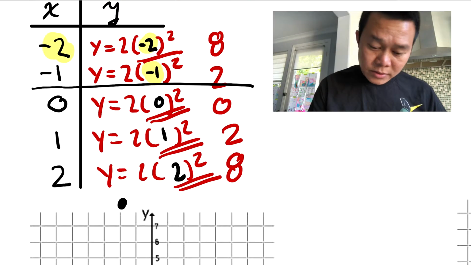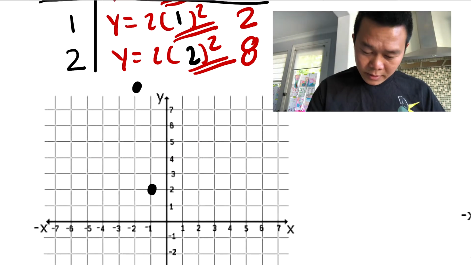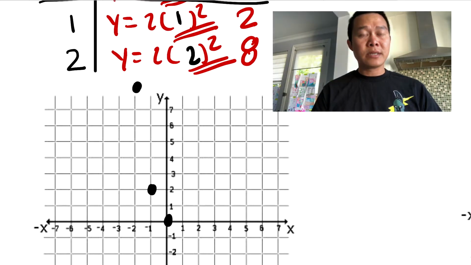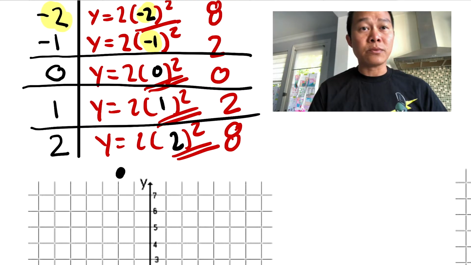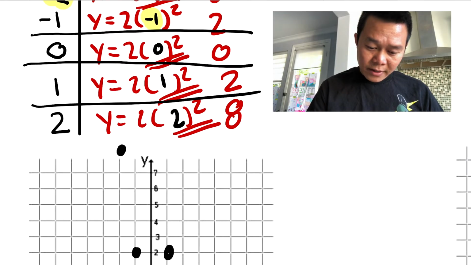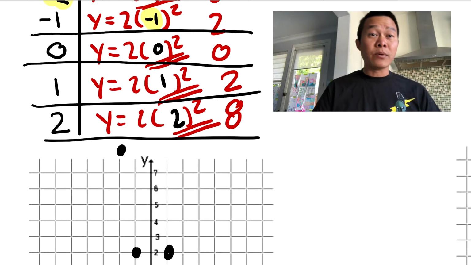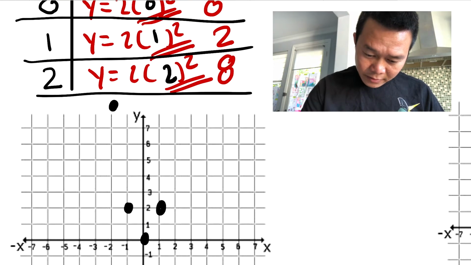The next point is going to be 0, 0. So here's where 0, 0 is. And then finally we've got 1, 2, and then finally the last point in our table is 2, 8. So 2 and then finally 8.